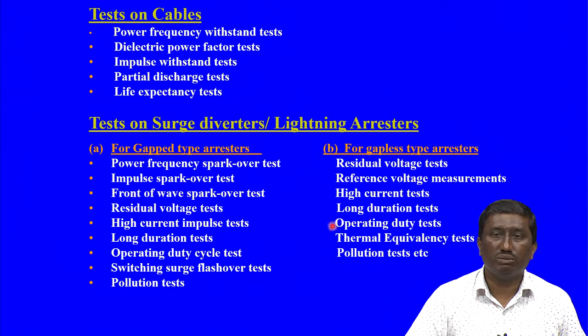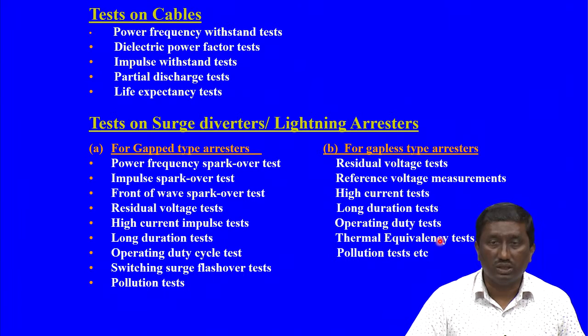Residual voltage, as mentioned earlier, and reference voltage measurements: we have to check how the arrestor behaves at normal voltage levels, the current which the arrestor sees or delivers during operation, and the reference voltage which is applied and measured. Then the high current test, similar to the gap type, and the long duration operating duty are applied.